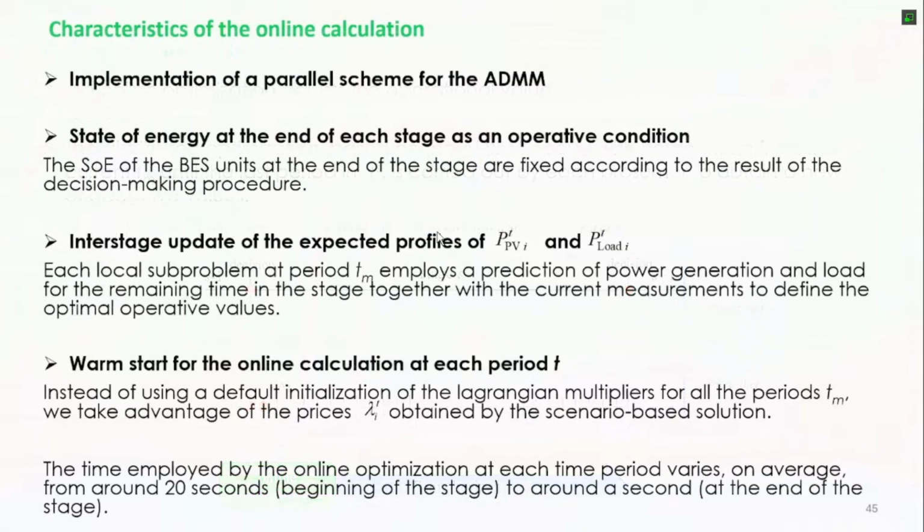The calculation time of the day-ahead optimization is quite important. The calculation time in the online optimization needs to be very short, because after 15 minutes we need to do this. And this is facilitated by the fact that it is a deterministic optimization, and also the horizon is not 96 periods, but it is just the periods of the stage.